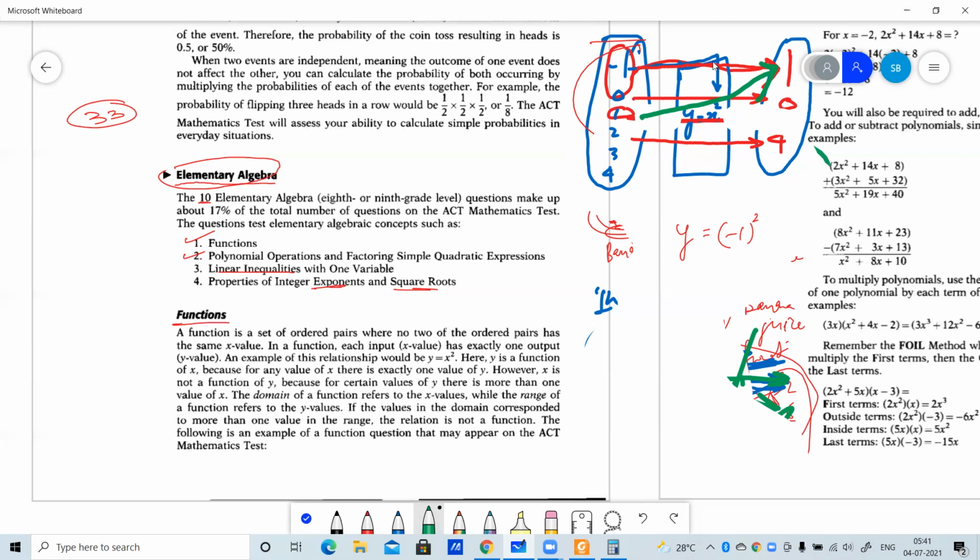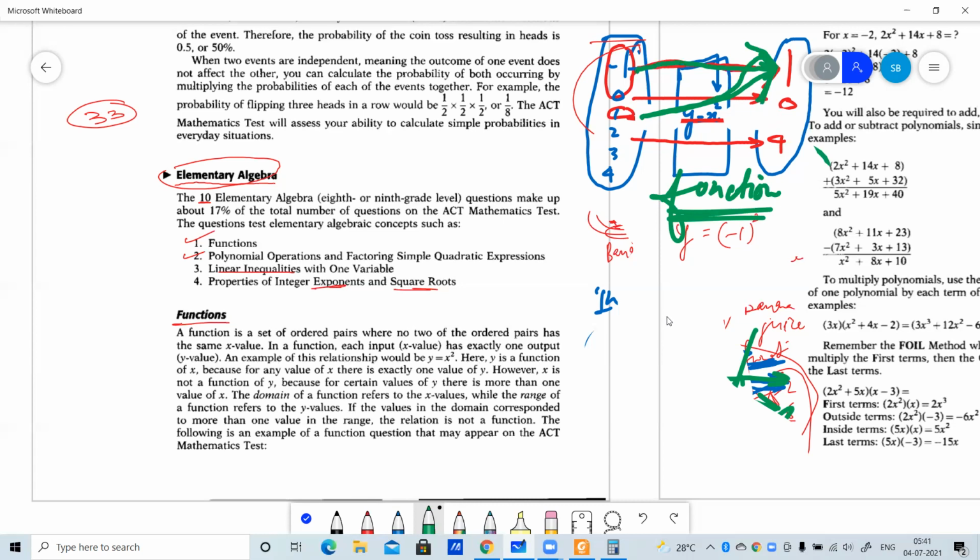I'm sorry, can you repeat it? Yeah, -1 is also giving you 1, right? And when you put in 1 to this function machine, you're also getting 1 again. Yeah, it's still a function. Very good, correct. So this is still a function.